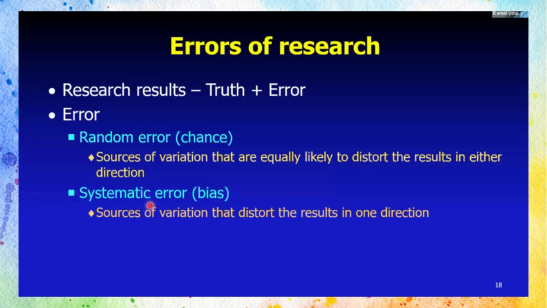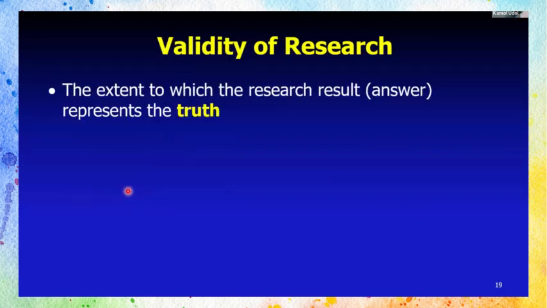And we have to understand this because in order to get the results that represent the truth, we need to eliminate or minimize error. And the procedure that we use to minimize random error is different from that we use to minimize systematic error. We use different procedures to minimize these two errors. So we have to know the difference between the two. So, validity of research: we would like the result to represent the truth.